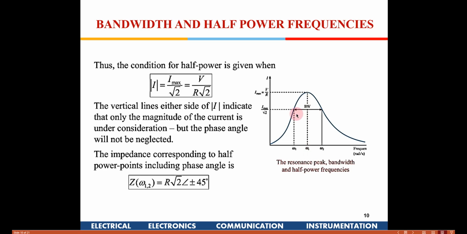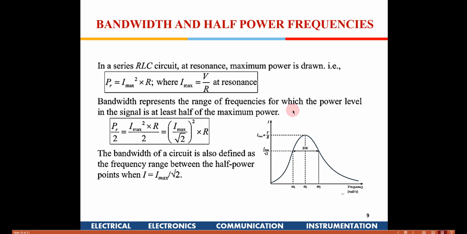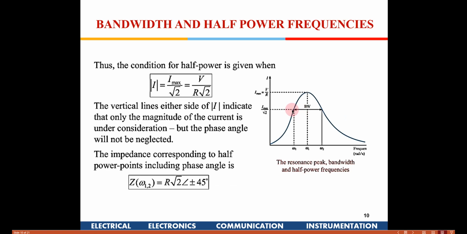To find the bandwidth, the current at both frequencies has to be I max divided by root 2. So how can the current become 1 by root 2 times? The total impedance has to increase to root 2 times R. Only then will the current become I max by root 2.